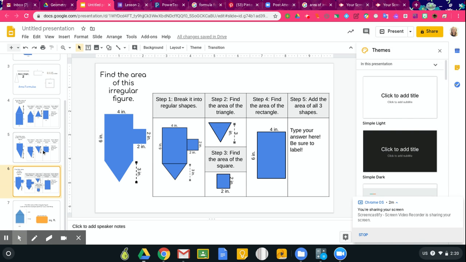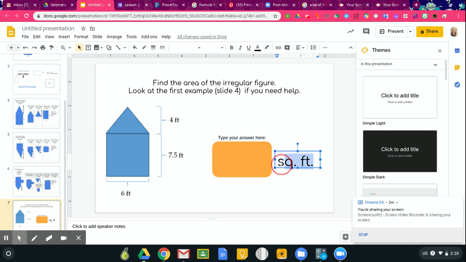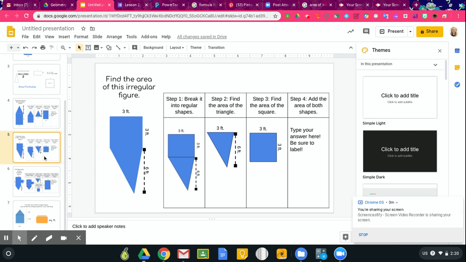On a keyboard, remember, this is how you guys can label with the SQ dot and then whatever the measurement is. Be careful because some of them are inches, I believe, and some of them are in feet. When you're done, turn it in on Google Classroom, and if you need help, you can always Zoom.